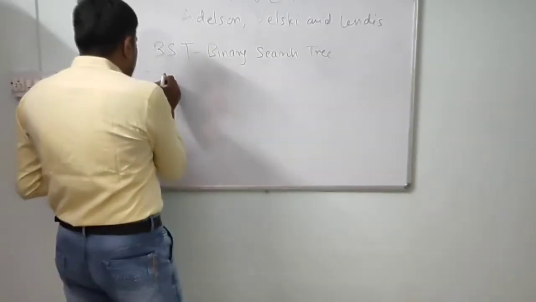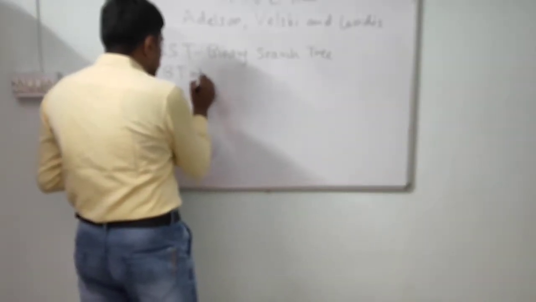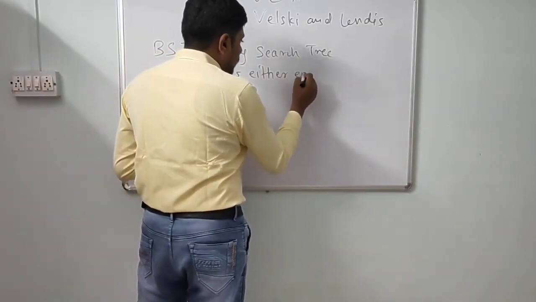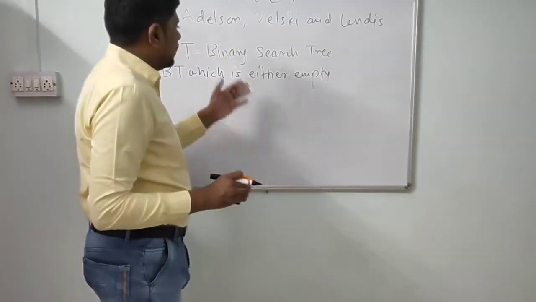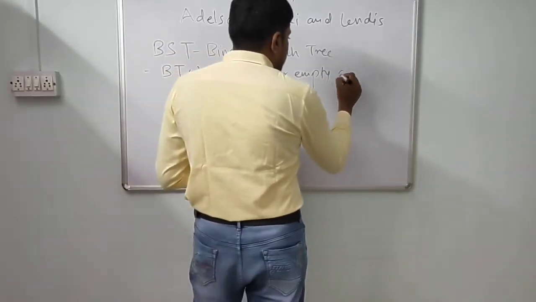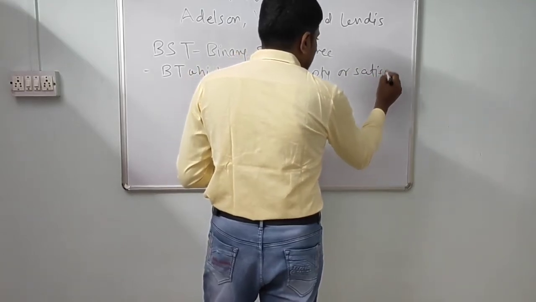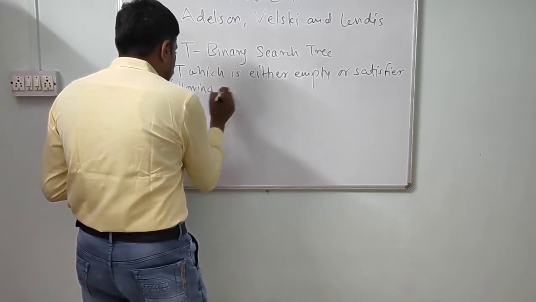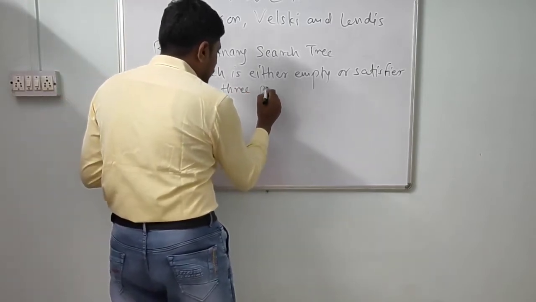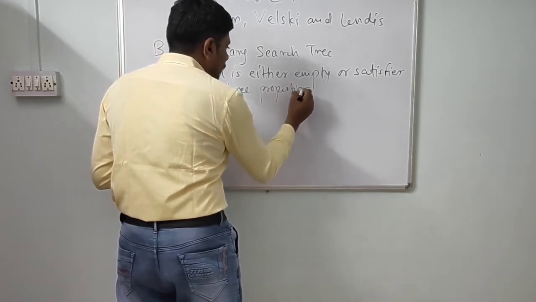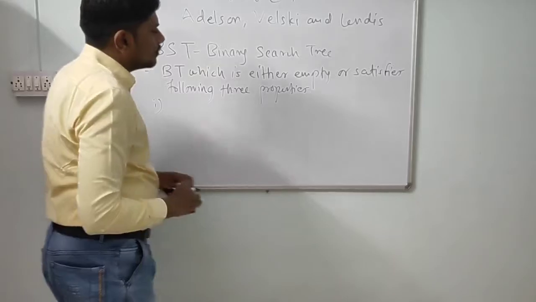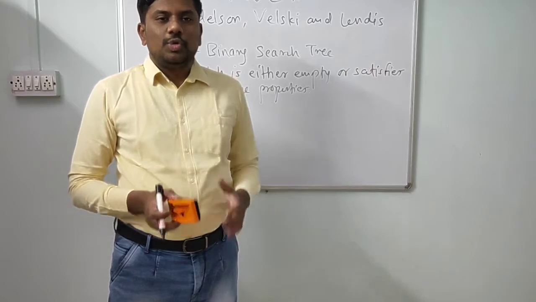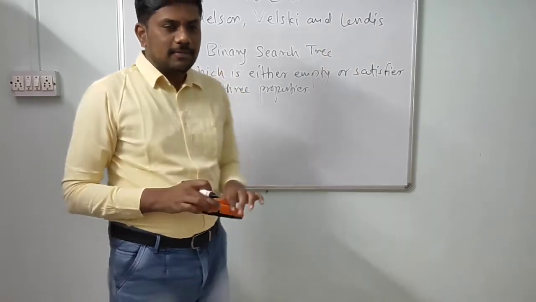First thing, a binary search tree is a binary tree which is either empty. It means a binary search tree can be empty, or it satisfies the following three properties. Which are those properties? Let's see. The first property is that the value of the left node or the value of the left subtree should be less than the value of the root.